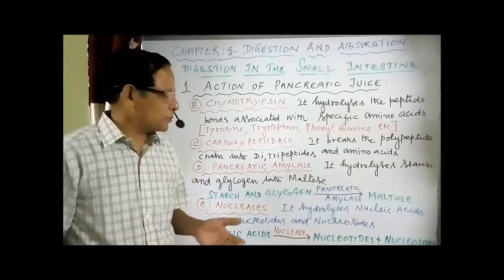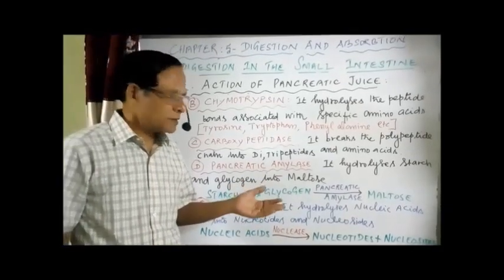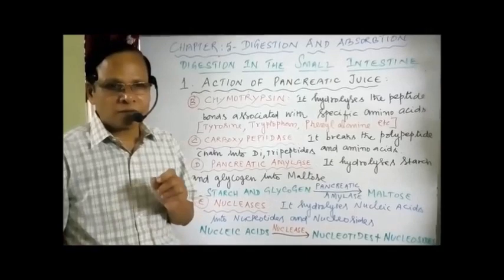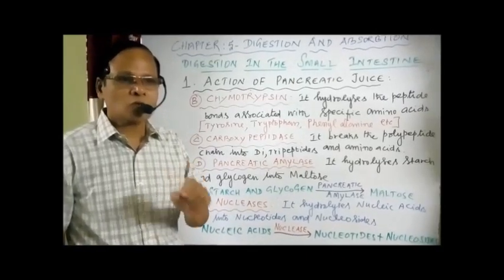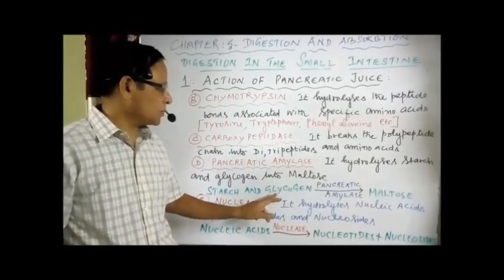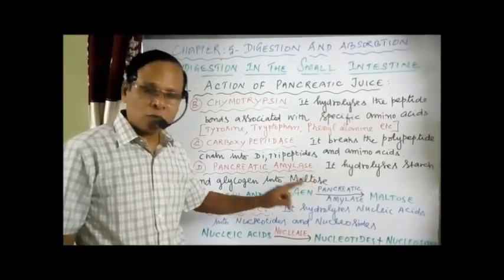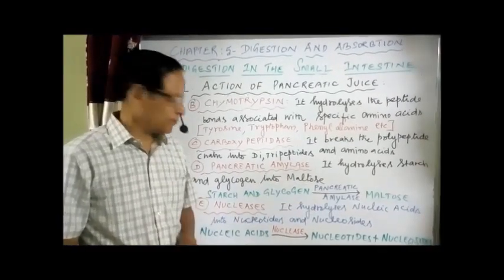Now, what is the difference between pancreatic amylase and salivary amylase? Salivary amylase can digest only cooked starch, but pancreatic amylase digests both cooked starch and raw starch.